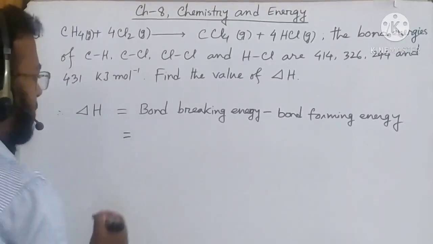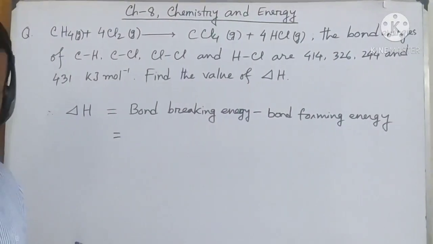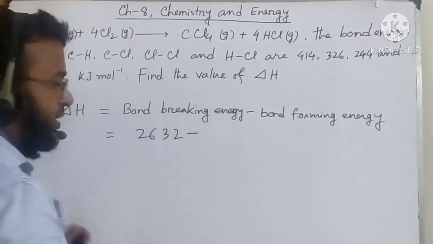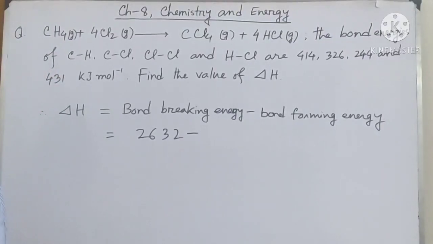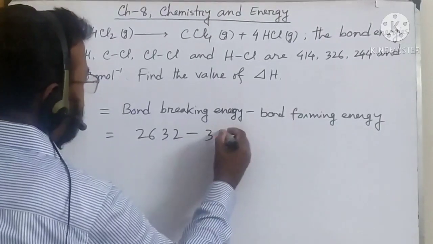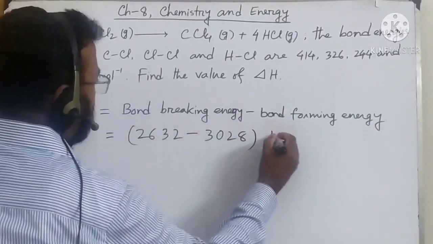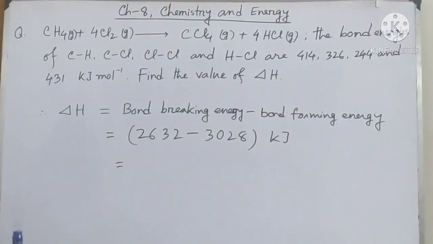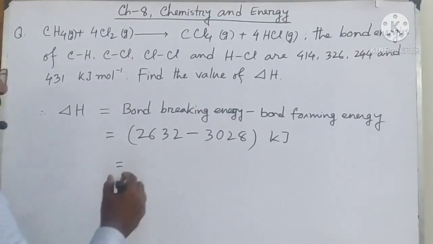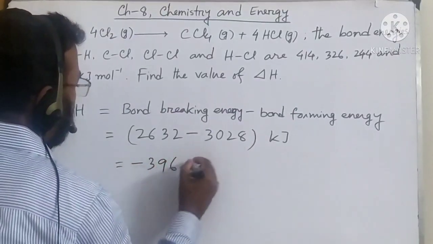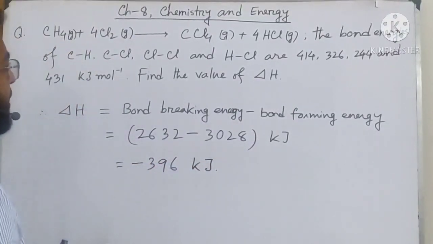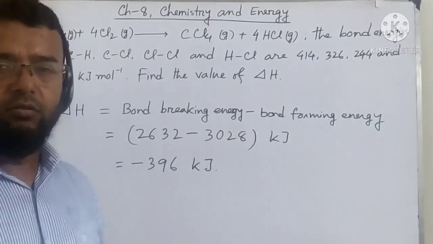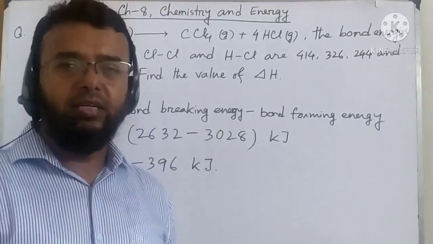Now we have got the bond breaking energy, it is 2632, minus the bond forming energy, it is 3028. It is in kilojoule. Now if we subtract by calculator, it will be minus 396 kilojoule. Okay, like this you can find out the del S from the reaction. All of you try to understand it and write it in your classwork copy.